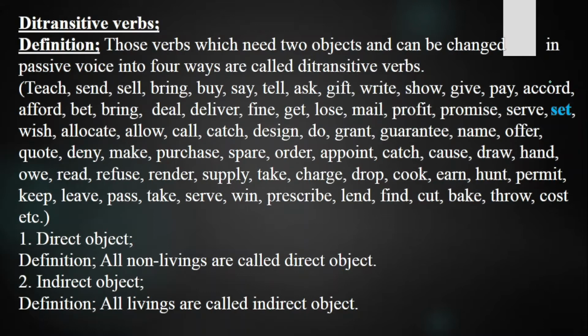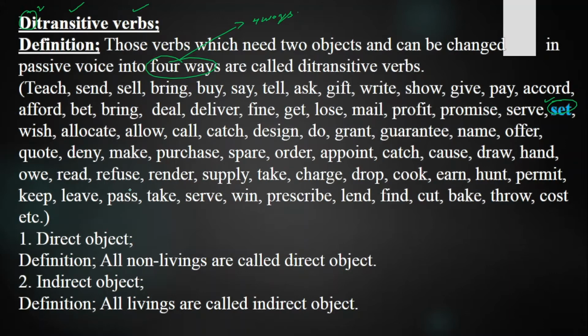Today, as you know, we have the ditransitive verb set from active voice into passive voice. Before starting, we need to have a glance at the definition of ditransitive verb. You can also pronounce it D. So di or D means two, transitive means it can be changed into passive voice, and verb shows an action. Those verbs which need two objects and can be changed into passive voice in four ways are called ditransitive verbs.